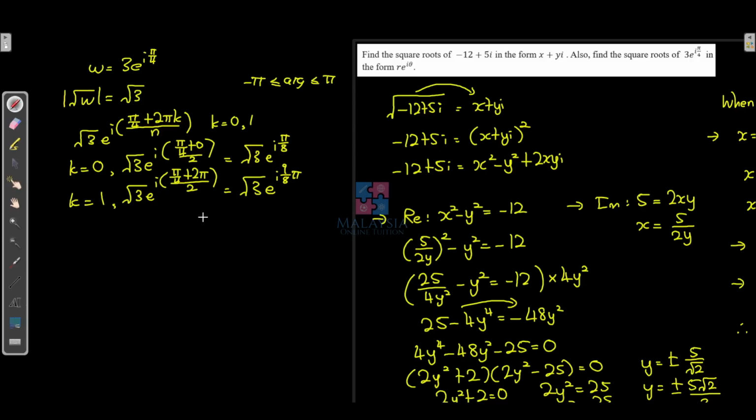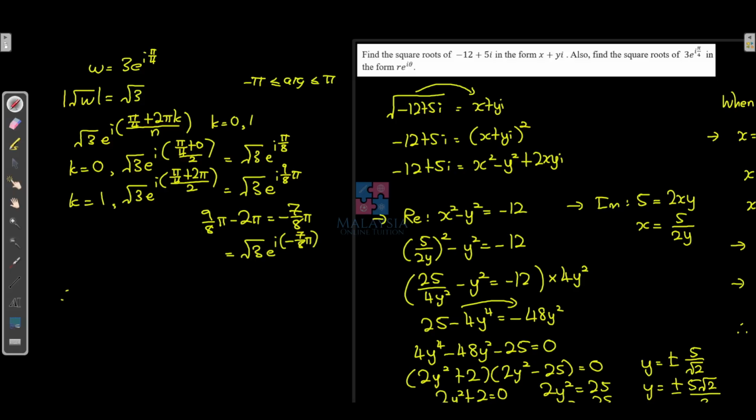So what we need to do is 9 over 8 pi minus 2 pi. So this is 9 over 8 minus 16 over 8. That is going to be negative 7 over 8 pi. So instead of writing 9 over 8 pi for the argument, you are going to write square root 3 e^(i negative 7 over 8 pi). Okay, this is what you should write.